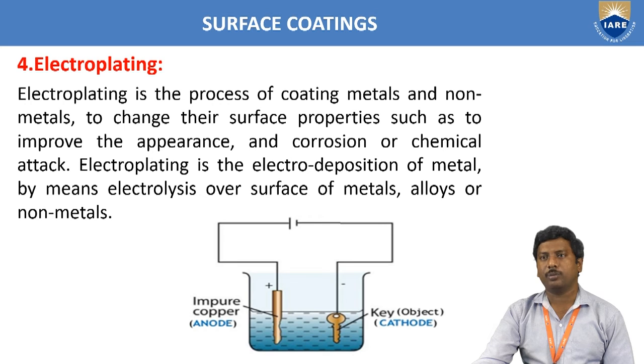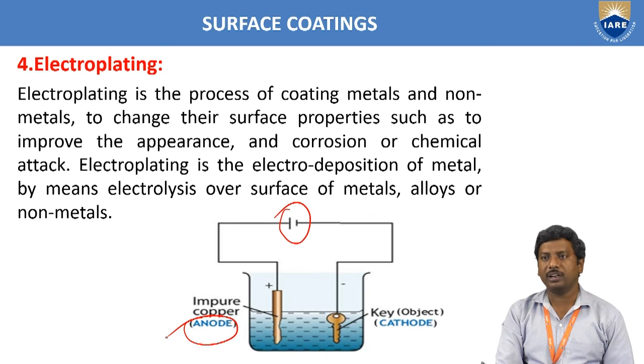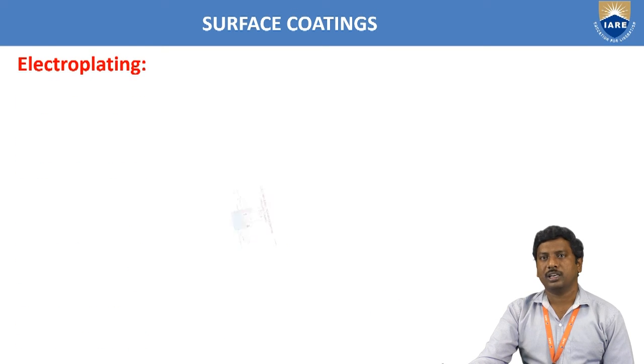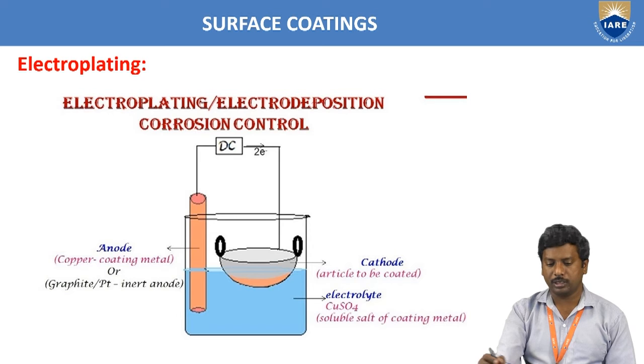That means electroplating is the electrodeposition of a metal by means of electrolysis over the surface of metals, alloys or non-metals. We see the source, that means a direct current source, and there is an anodic area, that means impure copper, and there is a cathodic area, that means it is called the object to be plated. This electroplating is especially observed in corrosion control.